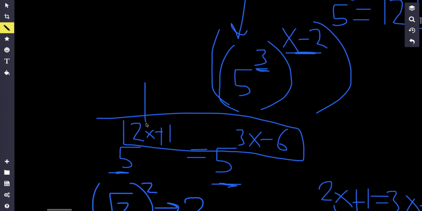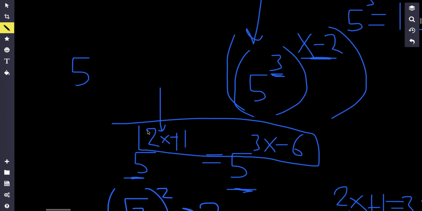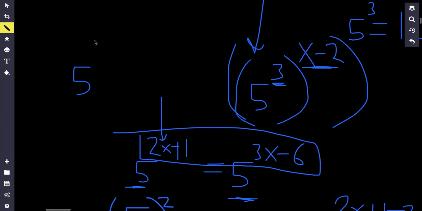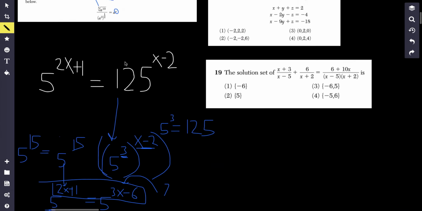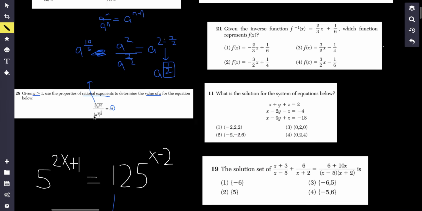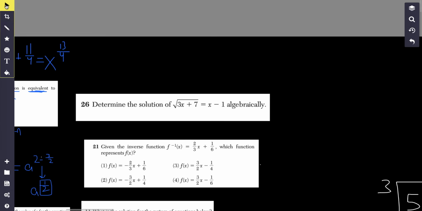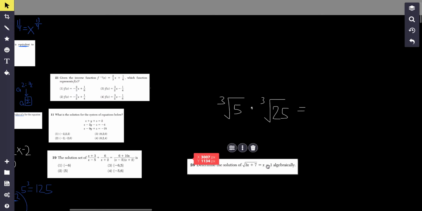So if I plug in 7 here, I get 5 to the 2 times 7 is 14, and 14 plus 1 is 15. So I get 5 to the 15. Now for this side of the equation, if I plug in 7, I get 3 times 7, which is 21, and 21 minus 6 is 15. So I also get 5 to the 15, meaning that this is going to be our answer, right? Because it's equal to each other. All right, determine this algebraically.